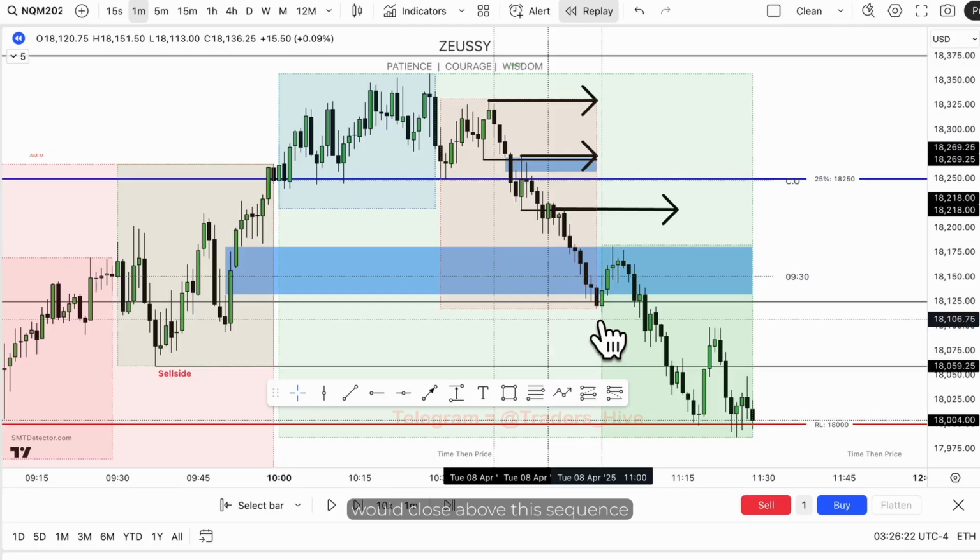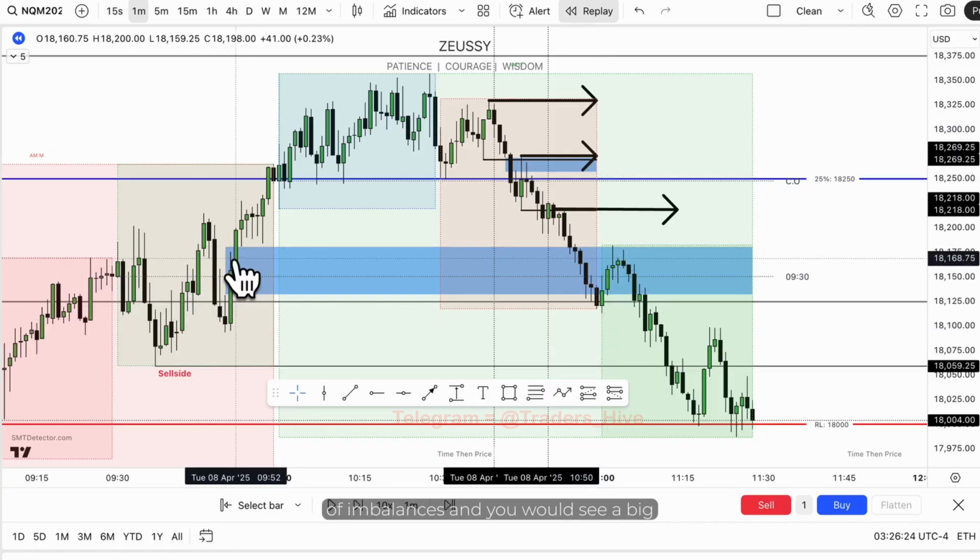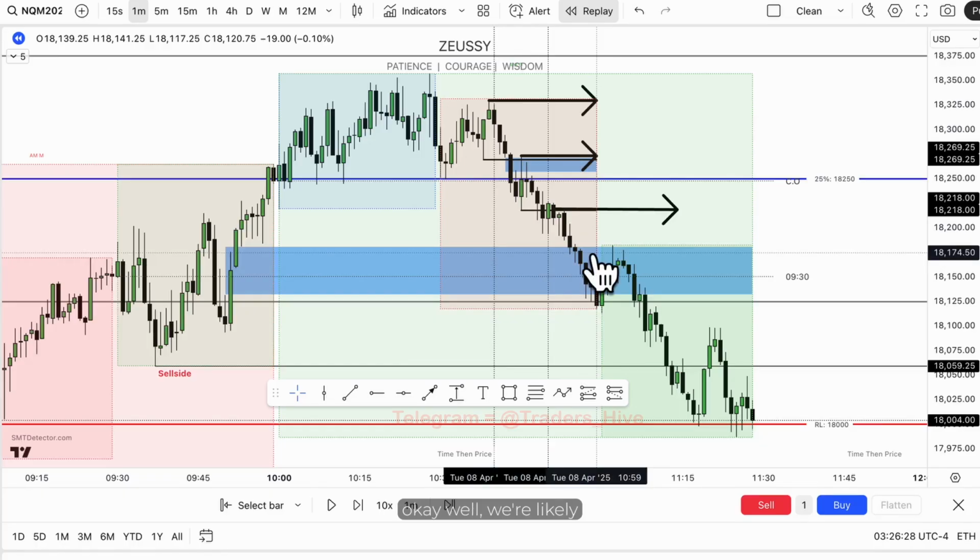However, if price would close above this sequence of imbalances, and you would see a big green candle, then it's already a sign of, okay, we're likely not going to roll over, manually close the position. And this is how you see that you must allow for, I don't want to call it a room of less objectivity.